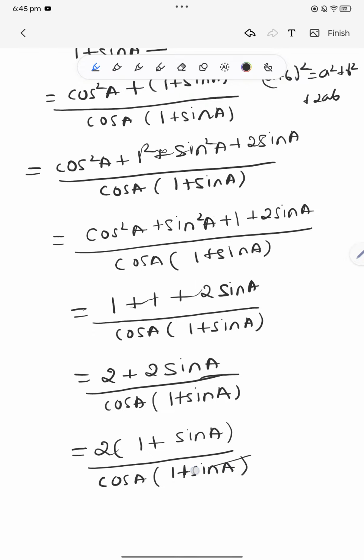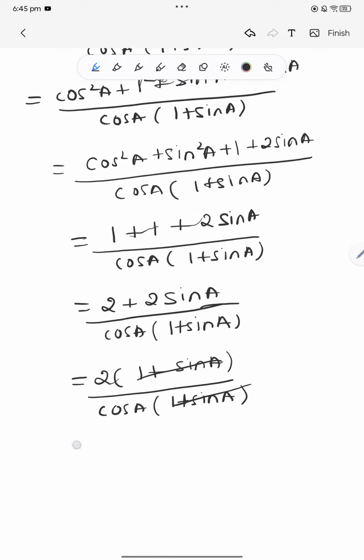So 1 plus sin A, 1 plus sin A get cancelled. 2 divided by cos A is what? You can write 1 into 1 by cos A. 1 by cos A is what? Secant. 2 secant A.